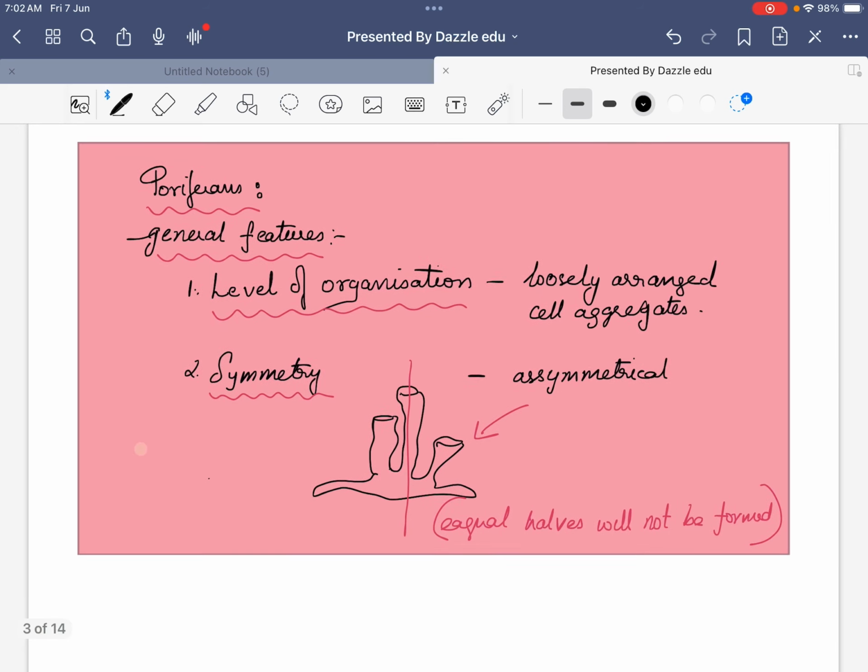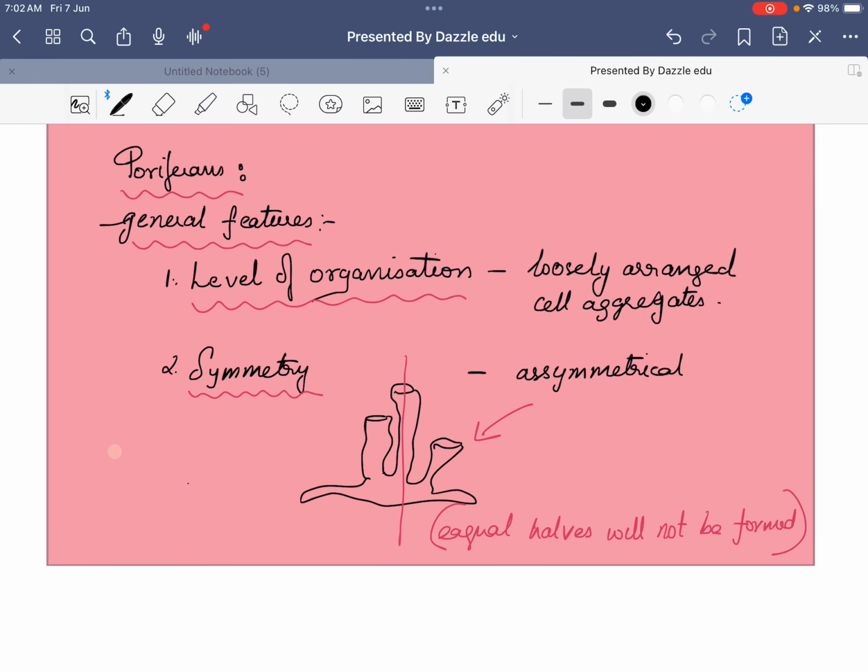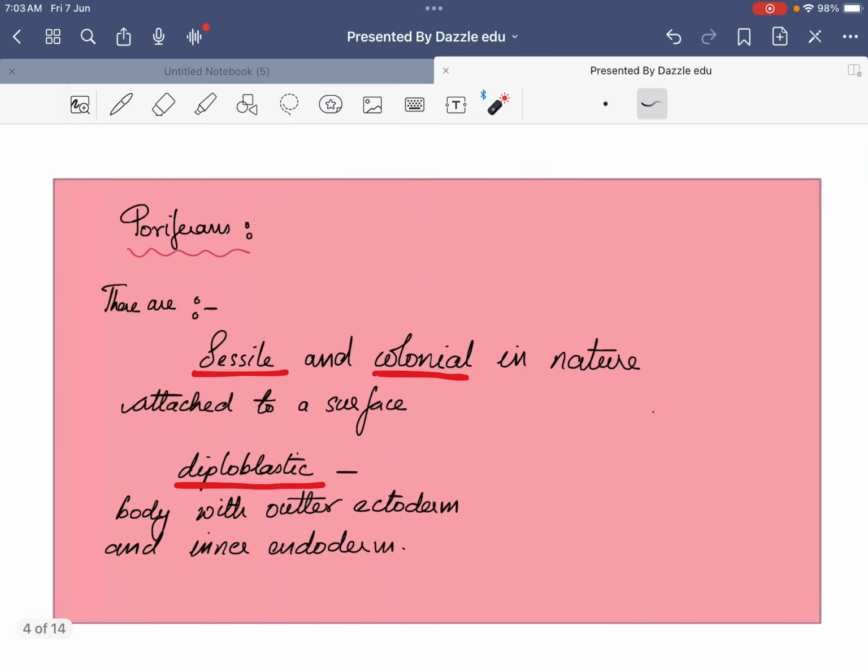Poriferan general features. The level of organization in Porifera is seen as cellular level. They are mere aggregates of loosely arranged cells that compose the body. So they are said to have a level of cellular aggregation. Coming to symmetry, as you can see in the figure, these organisms are of irregular shape. So getting proper symmetry by dividing into two equal halves is impossible, and they come under the category of asymmetrical type.